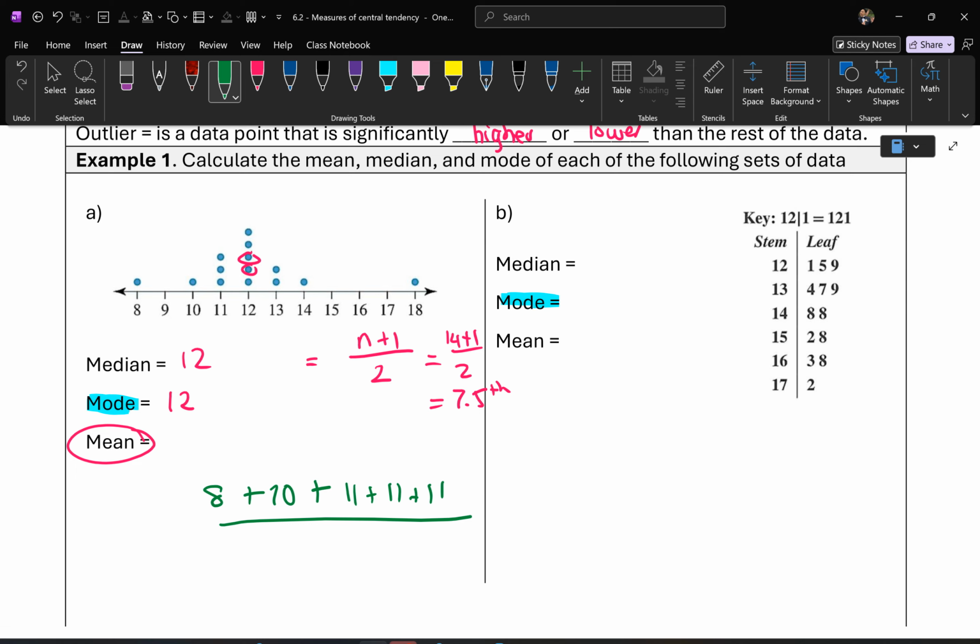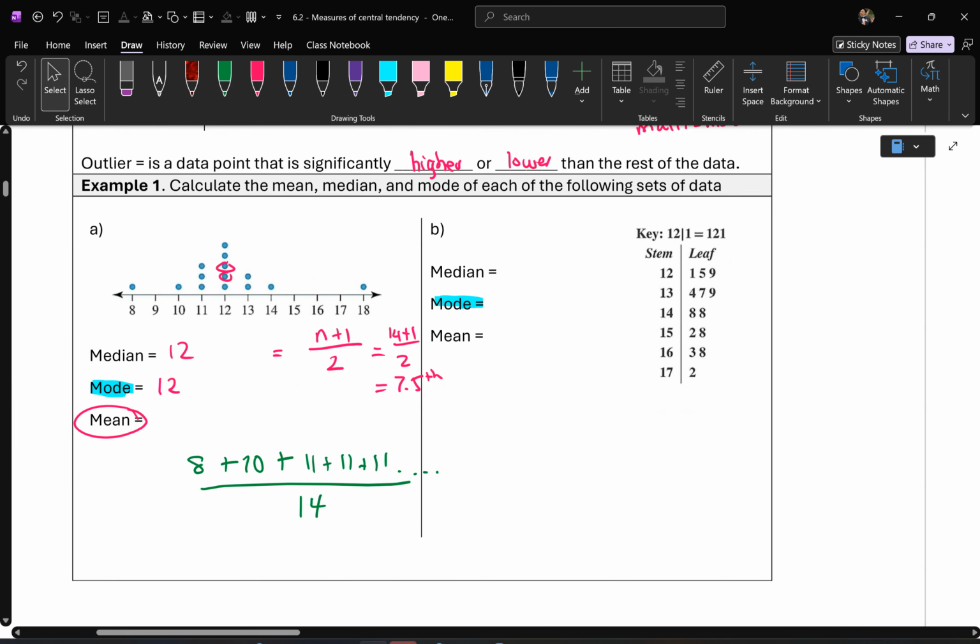Now, Billy counted it before and it was? How many numbers in total? 14. There are 14 numbers in total, so you need to add them all together, then divide it by 14. But the skill I'm trying to teach you here is not add numbers and divide numbers. I'm trying to get you to read the graph. That's how you find your mean. Let's do the same for the next one.